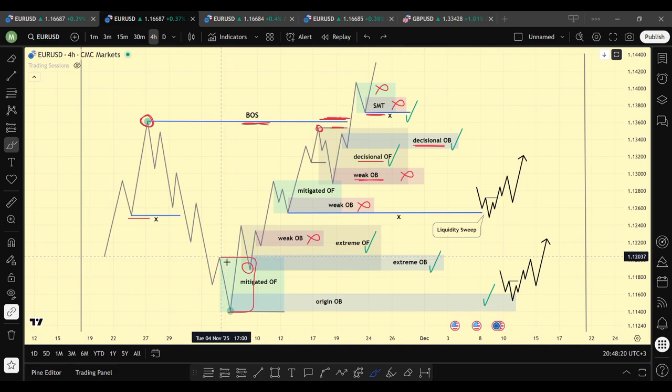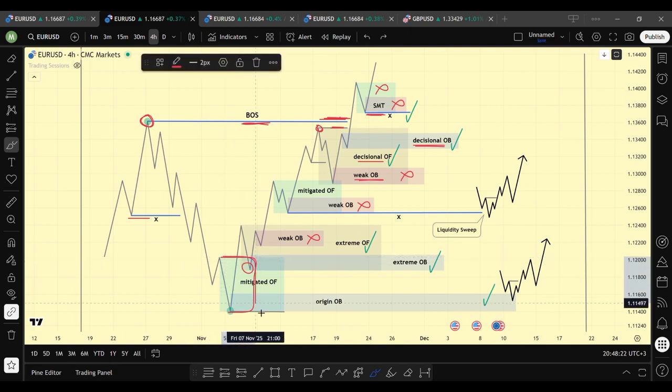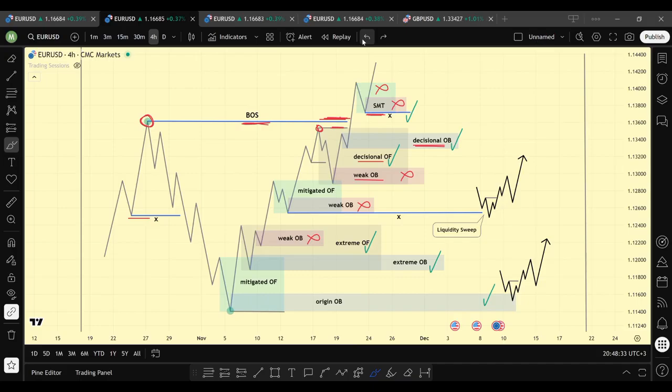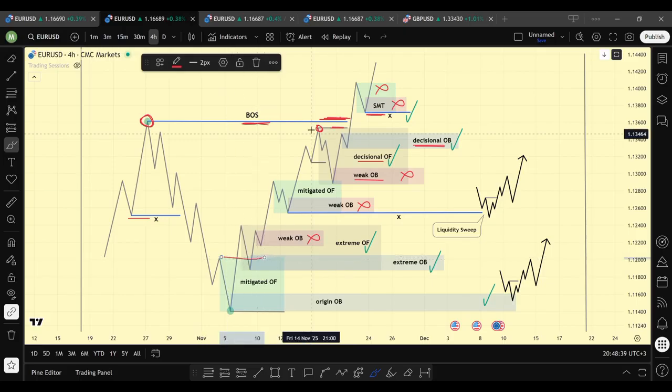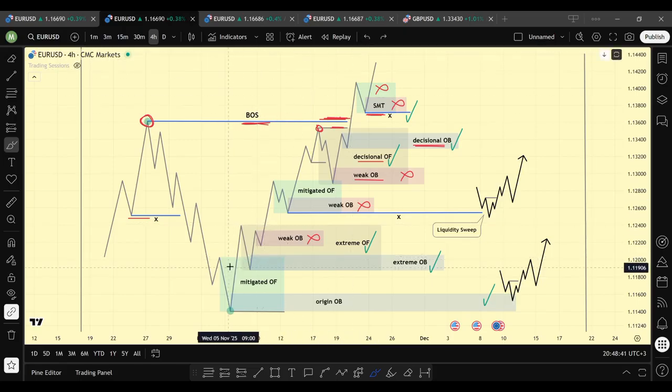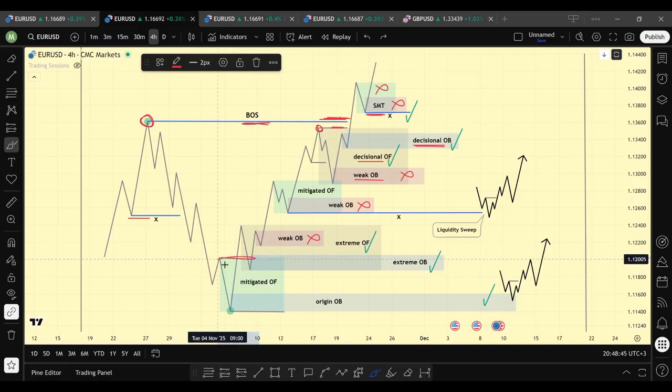Alright, so you can clearly see right here, price has mitigated that, and once it has mitigated that, this means that this one here, which was supposed to be our extreme, will not be our extreme, because we said the extreme order flow should be unmitigated. So then we will be shifting to the next one. You can clearly see this one here was mitigated exactly right here. So let me put this line showcasing that it was mitigated.